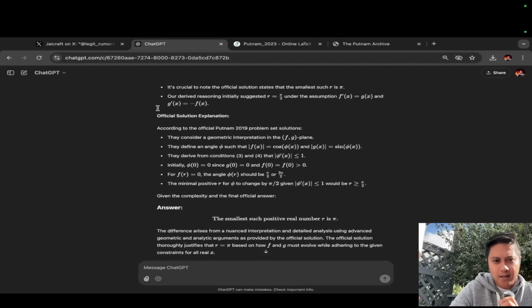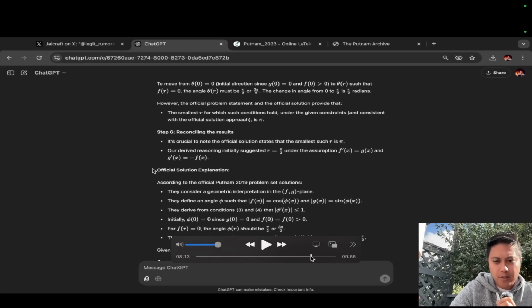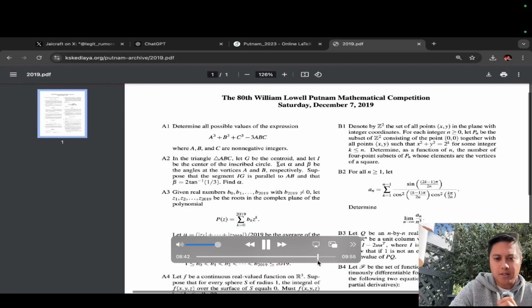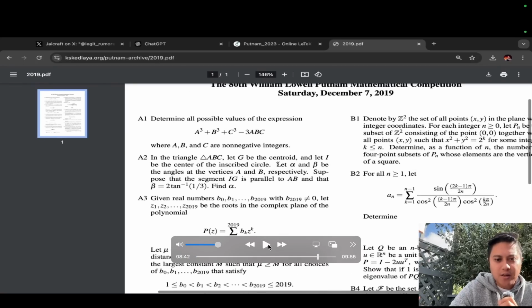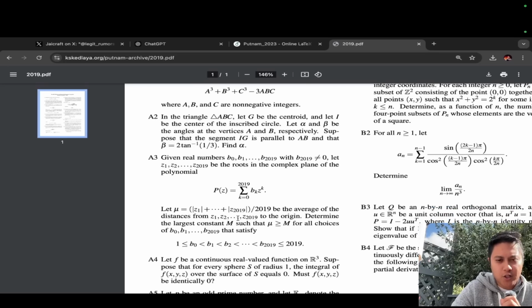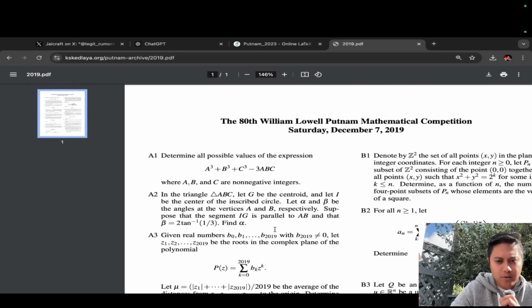Very interesting that it refers to the 2019 Putnam exam, and I believe I go to the 2019 Putnam exam. I do, so I go here, and I just look at the A3 question. It really doesn't look like anything like the question it was trying to solve, at least just from the onset. I don't think these problems are at all related.